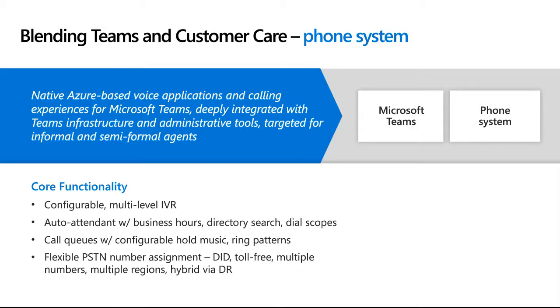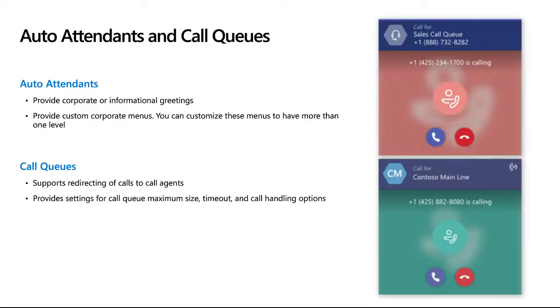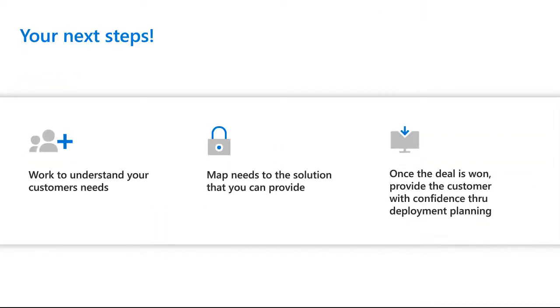A couple of other added benefits of auto attendants and call queues are that you can provide organizational greetings. You can also provide music while people are on hold. So, your next steps: work to understand your customers' needs, and really map out those needs to the solution that you can provide. Once that deal is won, provide the customer with confidence through deployment planning. There are a multitude of tools available at your disposal as a Microsoft partner.